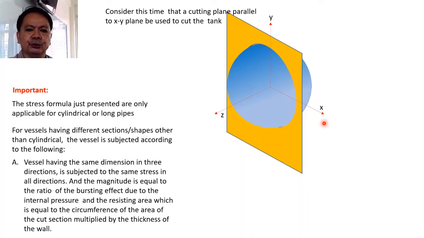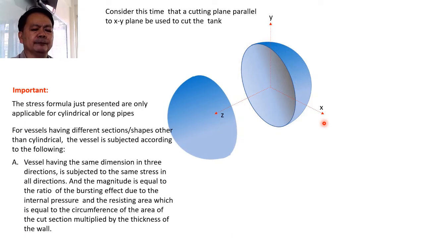Now if we are going to isolate the right part of the section, or imagine that the two parts shall be separated, then this is what will happen. We will be seeing that the right part is isolated from the other part. And because of the pressure inside, the tendency of the pressure is to push away the right part against the left part, and that is what we call the bursting effect that will be developed on the section that is cut. And the magnitude of this P again shall be equal to the product of this internal pressure multiplied by this area of this cut section.